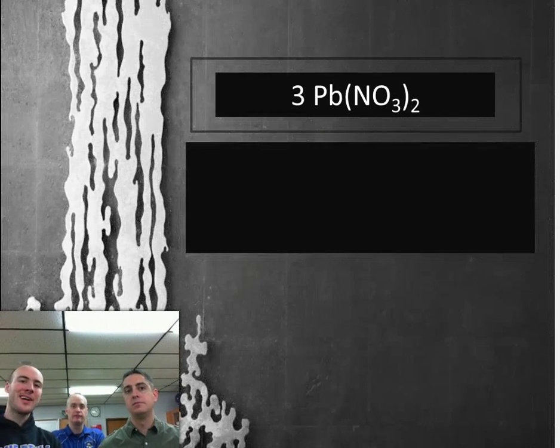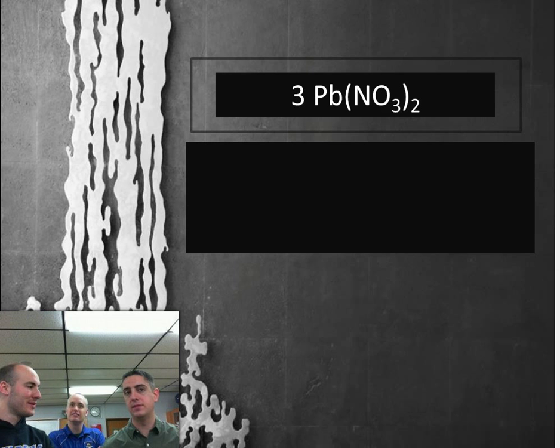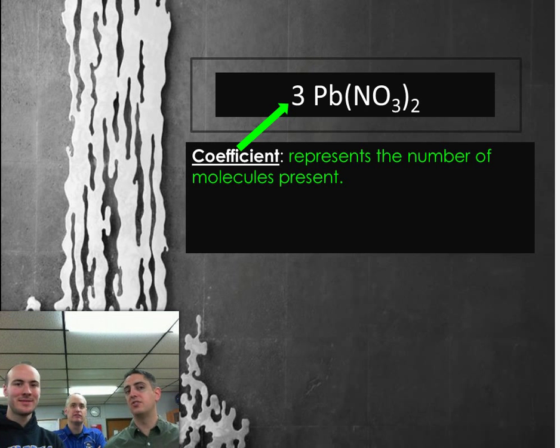All right. So now we're going to look at a bit more complicated atom counting. Now we've got this 3 in the front. And this 3 in the front works very similar to how it does in your math class, because it's a coefficient and it represents the number of molecules.